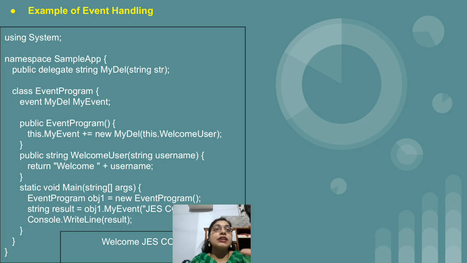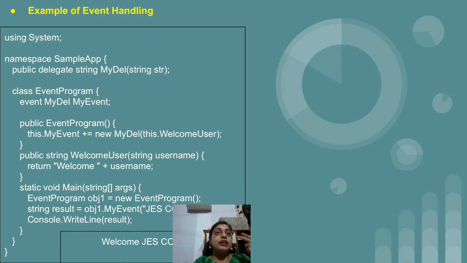So this is event handling. I hope it is clear to you. First we have to declare a delegate. After that, within a class we have to declare the event. Then within the constructor of the class we have to make a call to the delegate. We have to pass the delegate reference to that particular event.